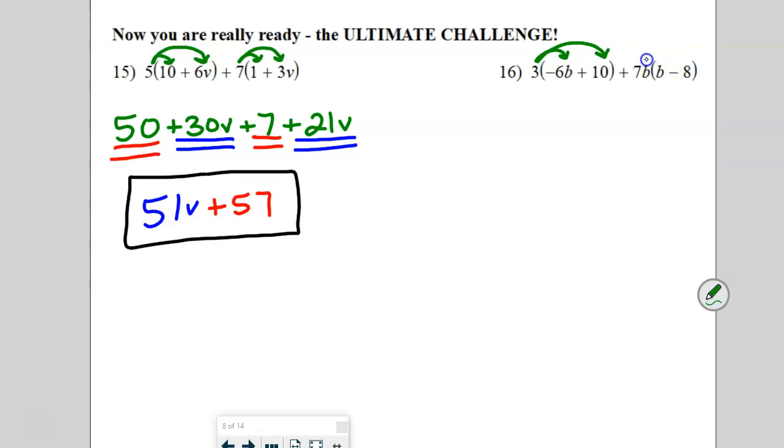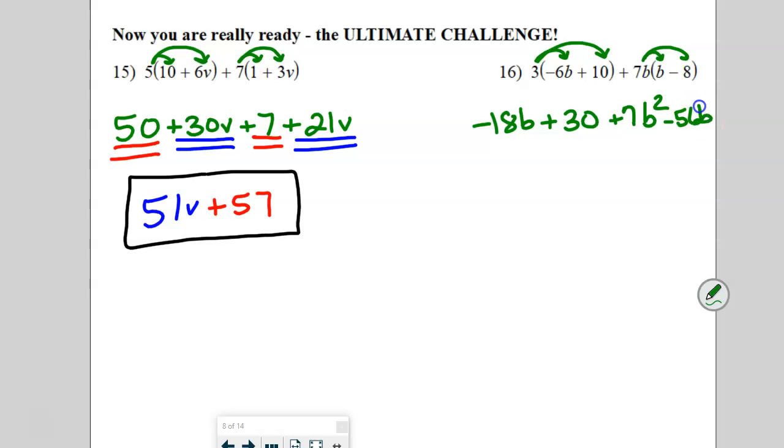All right, next problem. Again, we have some double distribution. In this first parenthesis set, we're going to distribute in a positive 3. And then in the second parenthesis set, we're going to distribute in a positive 7b. So 3 times negative 6b would be a negative 18b. And then 3 times 10 is a plus 30. And then positive 7b times 1b is positive 7b squared. Ooh, that's ugly. And then 7b times negative 8 would be a negative 56.